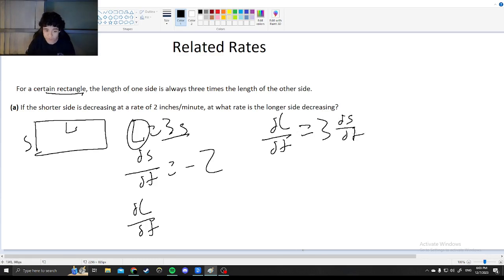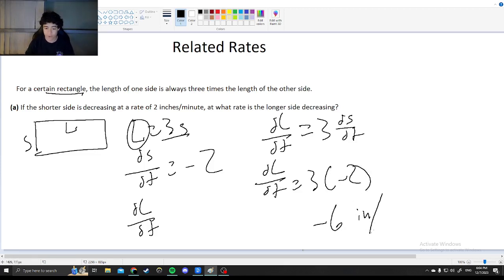And then now that you have this, you know that ds over dt equals -2, right? We have it written over here on the left. So all we do is plug in -2 for our ds over dt. We get dl over dt equals 3 times -2, or -6. And can't forget the unit, inches per minute.